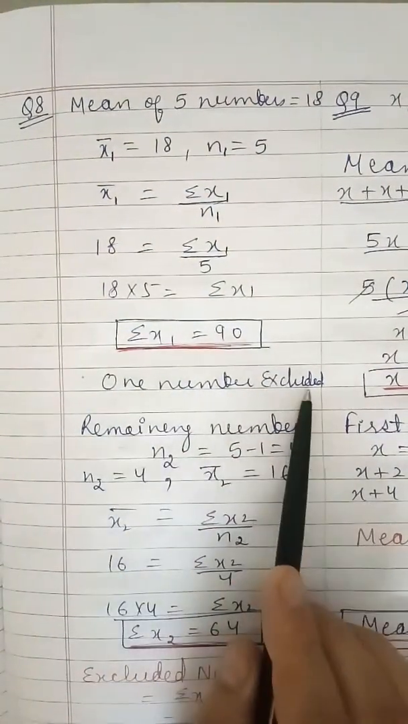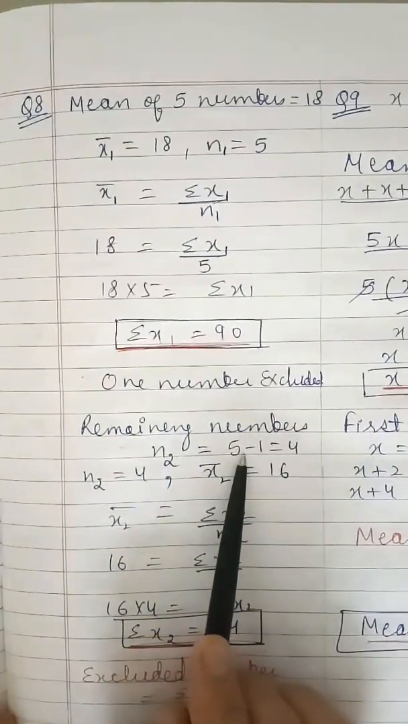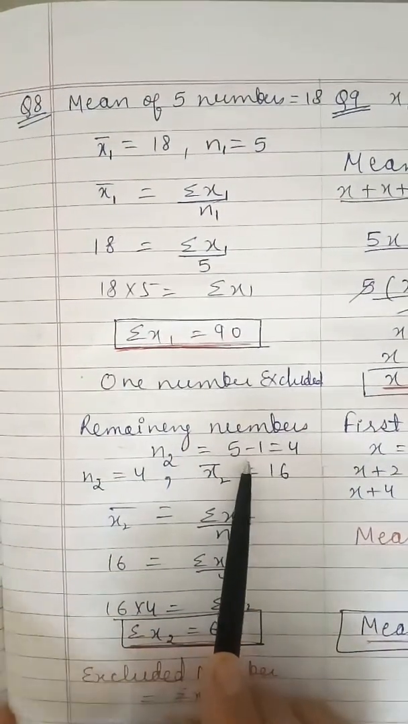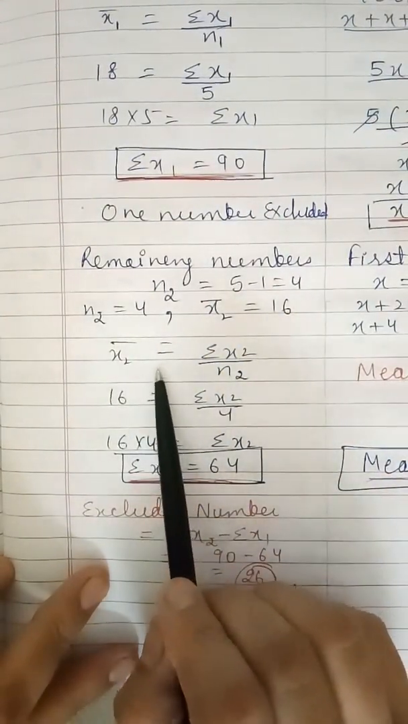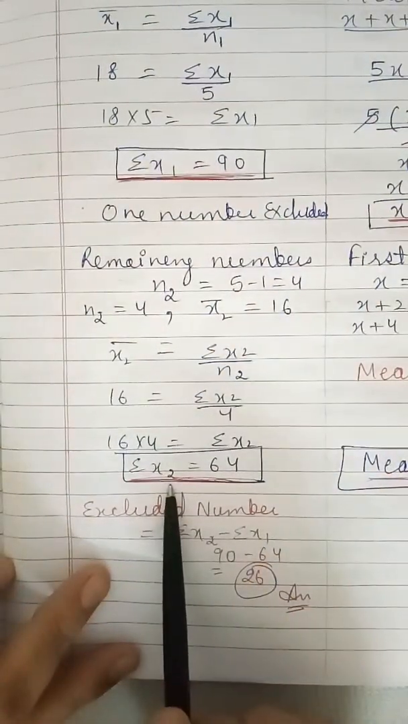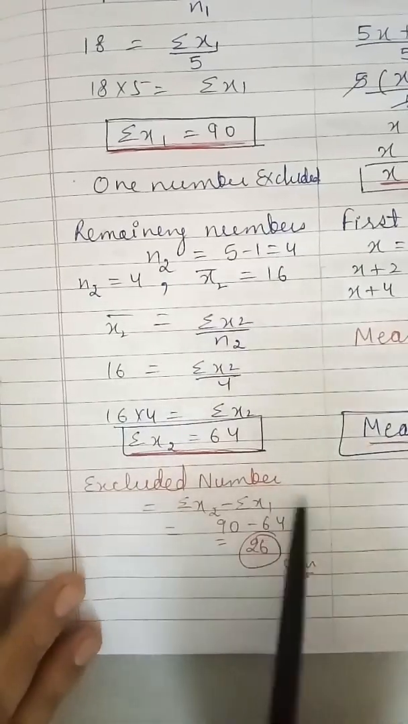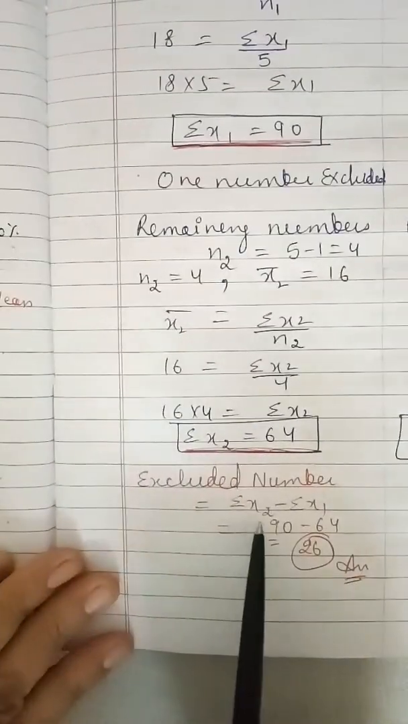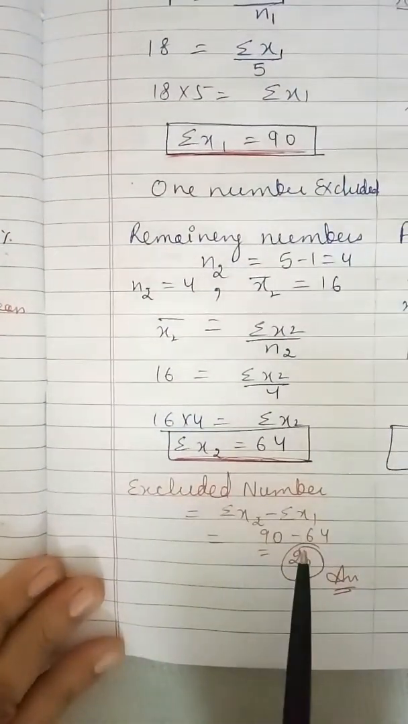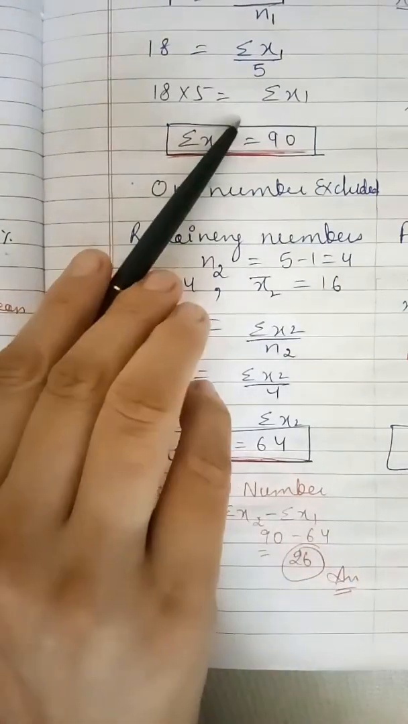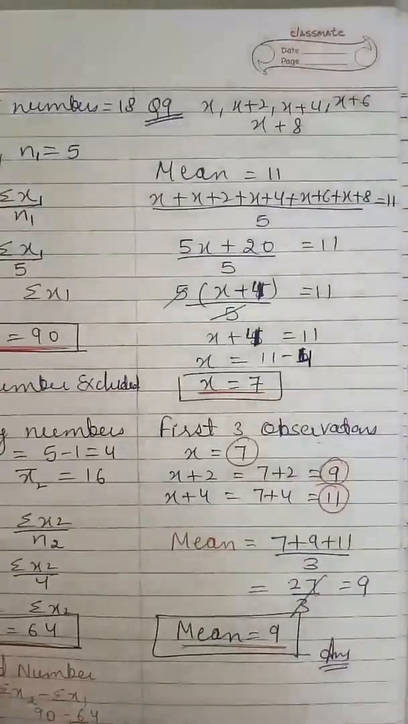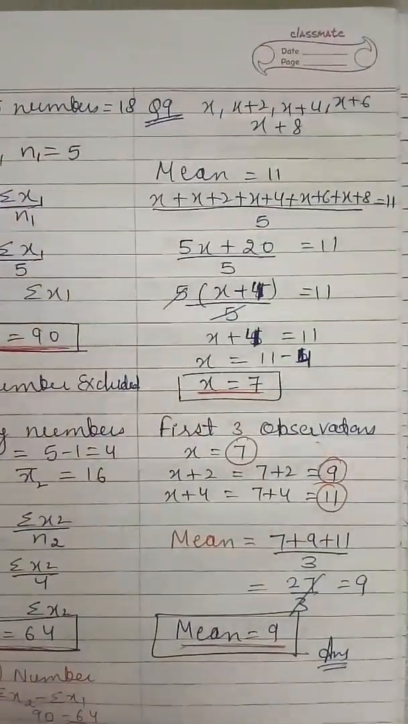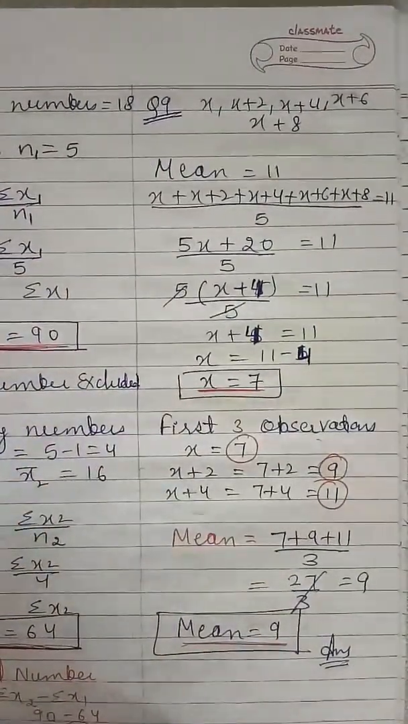Now one number is excluded, so we have to subtract 1 from the total. The remaining numbers are 4. Here also we can apply the formula of mean again, and we will find summation x2. Now what is the excluded number? Your excluded number is summation x1 minus summation x2. So it is 90 minus 64. Your answer is 26.